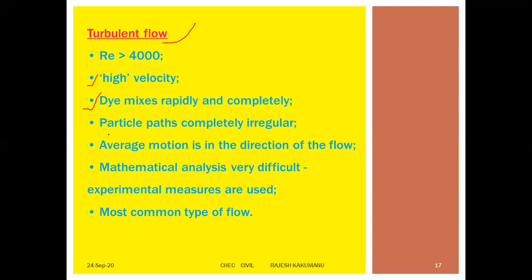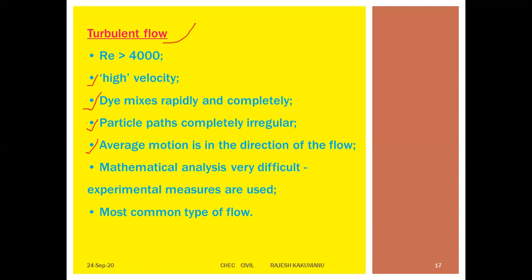Here the particle paths are completely irregular. So from the original path coming from laminar, it slowly converts into transition, and from transition it converts into turbulent, where it mixes rapidly and completely, filled with the water. The particle paths are completely irregular in shape. Next, the average motion is in the direction of the flow.